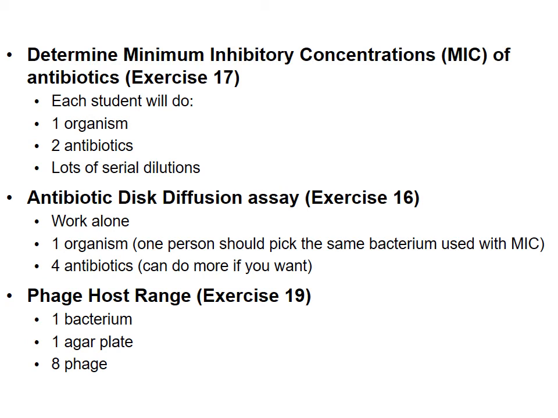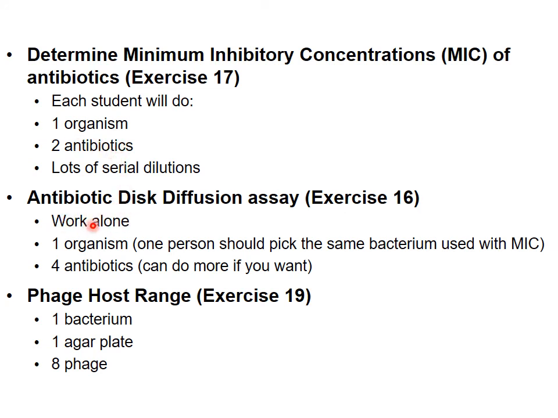So we're going to do a lot this week. It's actually not that much work. The biggest amount of work is in doing the minimum inhibitory concentration, because there's lots of serial dilutions. Each student will take one organism and use 2 antibiotics, and your partner will take the same organism and use 2 other antibiotics. We'll do this for a few different organisms, and we'll check these bacteria against the same antibiotics and see how they react.